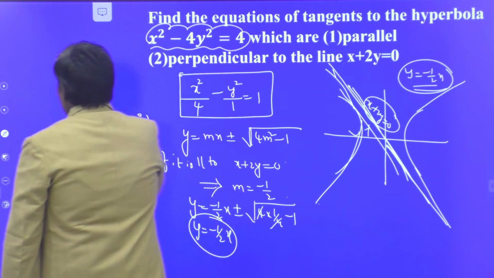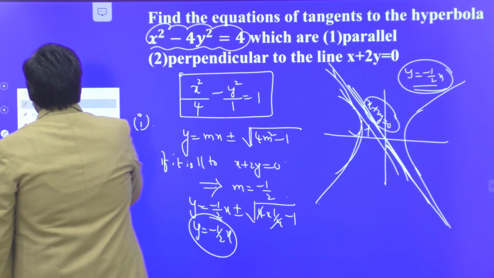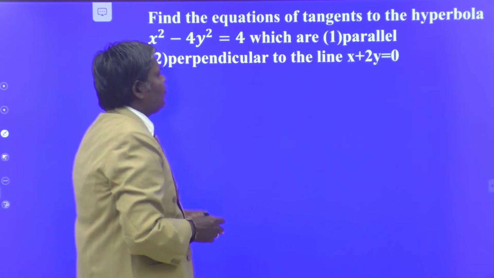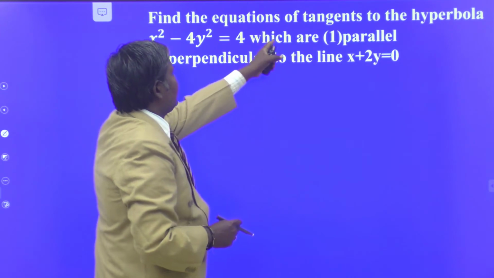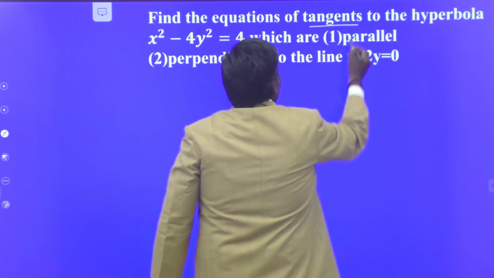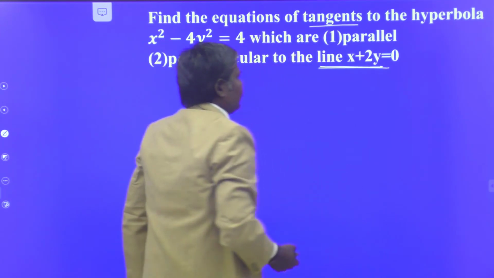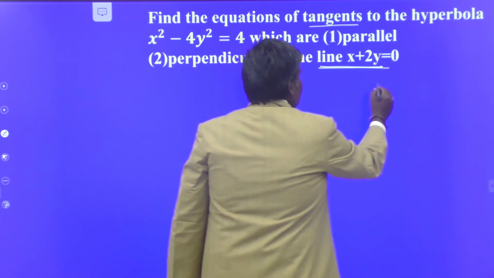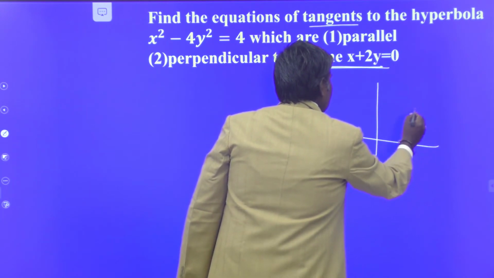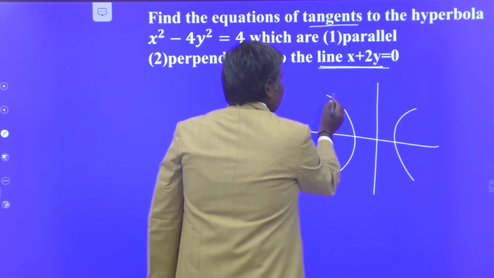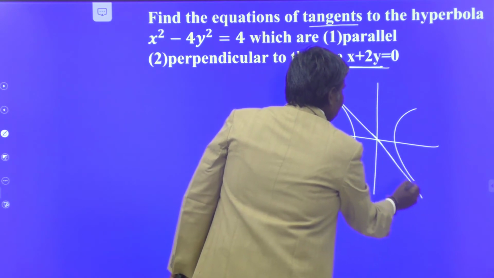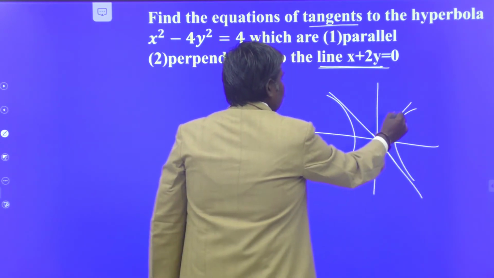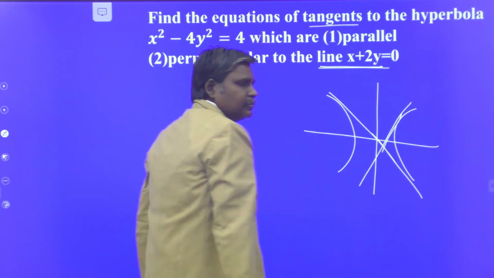And moreover, we go to the second bit. We have to find the equation of normal to the hyperbola. Normal or tangent? Tangent. Tangent to the hyperbola which is perpendicular to this line x plus 2y equals 0. The line itself is one of the tangents. We have to find one more tangent which is perpendicular to this line.